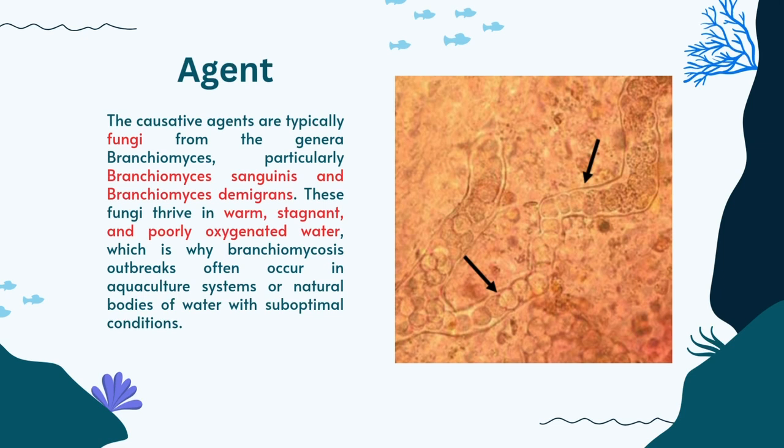So, the causative agents are typically fungi from the genus Branchiomyces, particularly Branchiomyces sanguinis and Branchiomyces demigrans. These fungi thrive in warm, stagnant, and poorly oxygenated water, which is why Branchiomyces outbreaks often occur in aquaculture systems or natural bodies of water with suboptimal conditions.